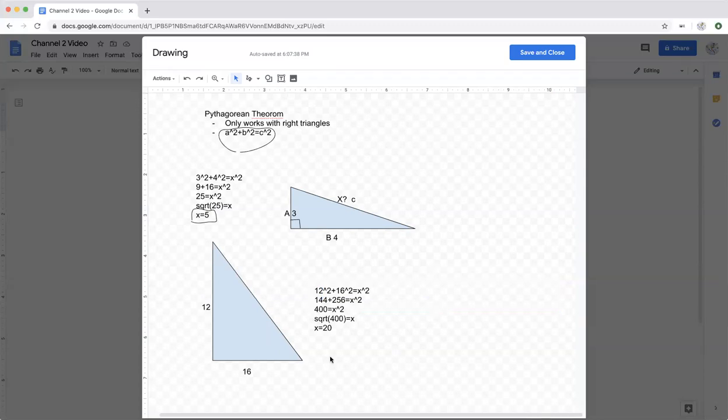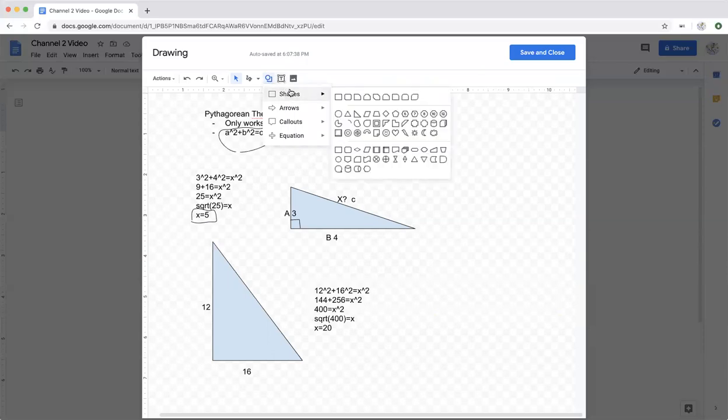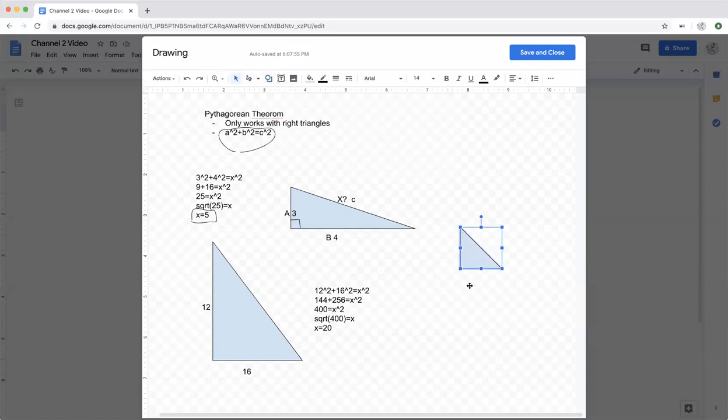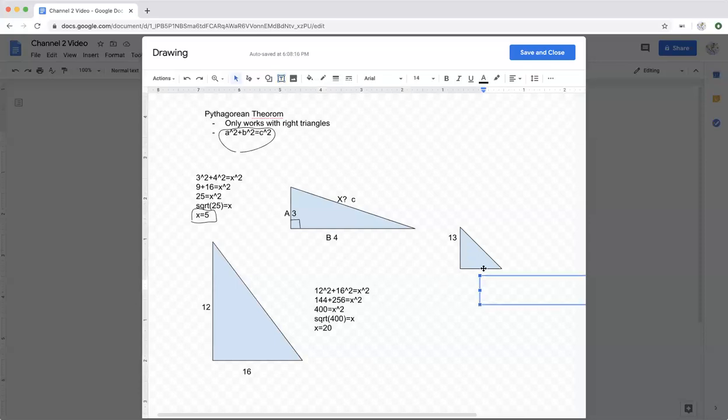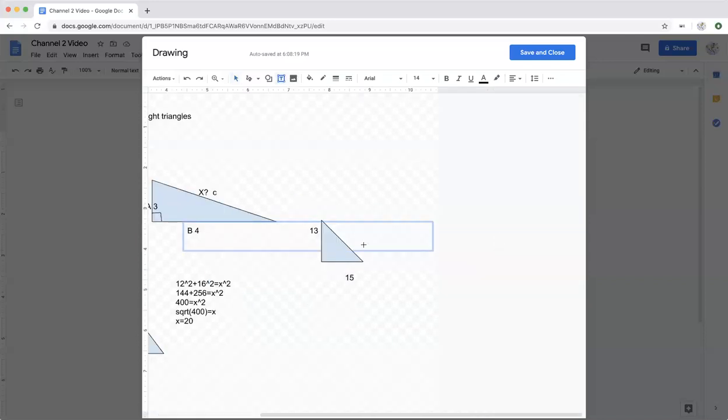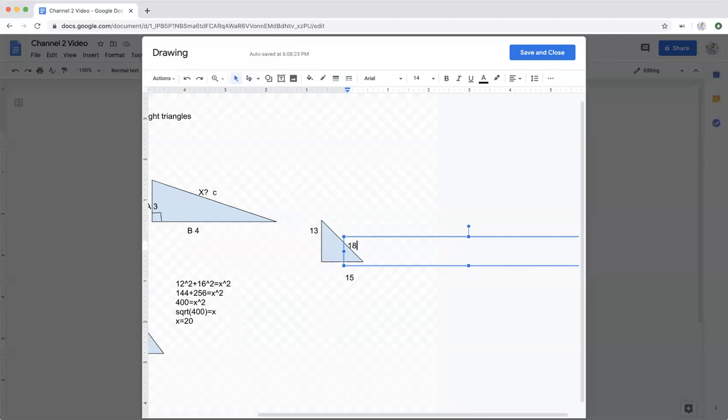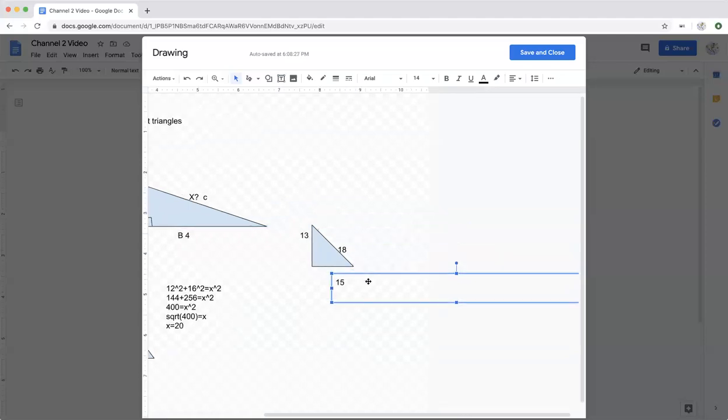Now we are going to try one more type of problem. Let me draw another triangle. Let's just use this for now. So let's create arbitrary side lengths. Let's make this side length 13, let's make this side length 15, and let's make this side length 18. And let's see if this is a right triangle.